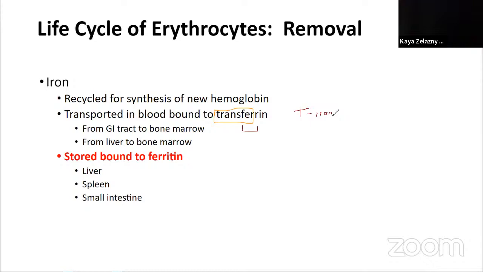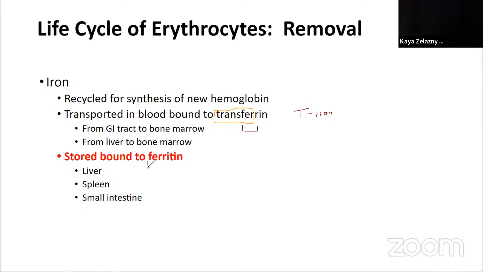So we're only going to see that in the blood, but whenever we're moving it around in the blood, it's going to be in this form. We want to store it for later. If we don't need to make a lot of hemoglobin right now, we don't need to make a lot of new red blood cells, we still don't want to throw out that iron. So we can bind it to ferritin.